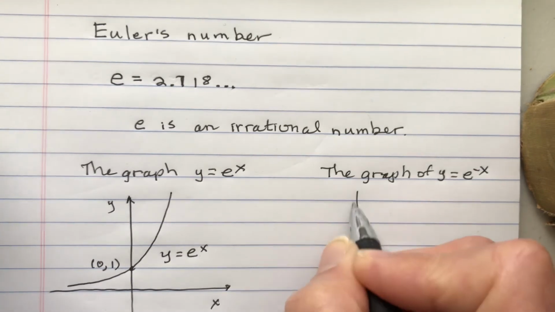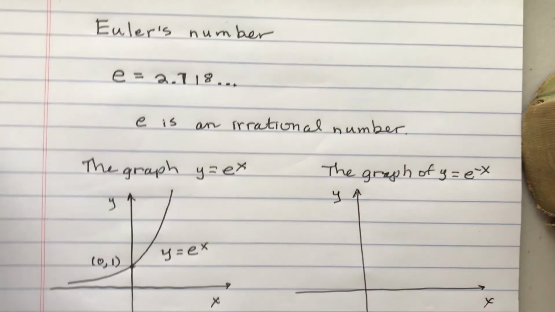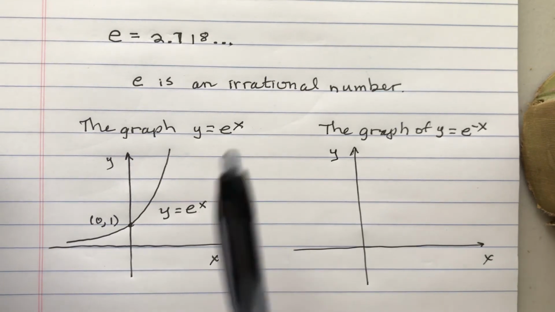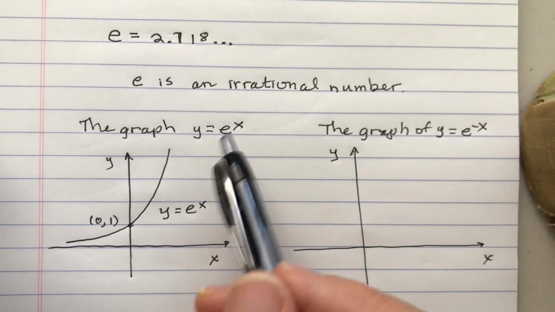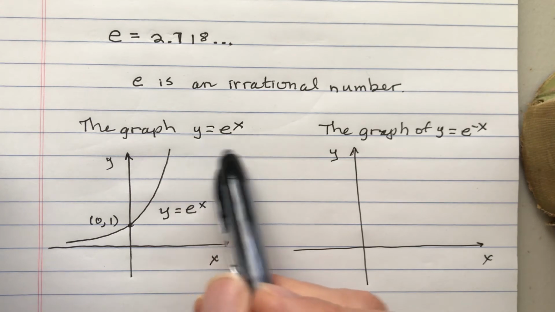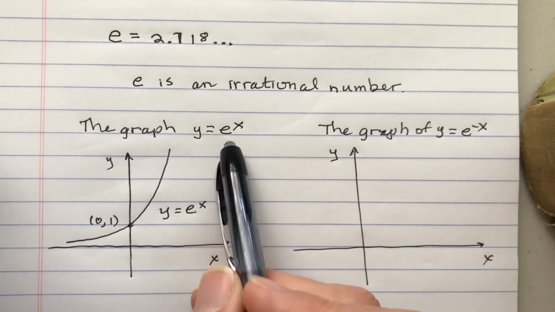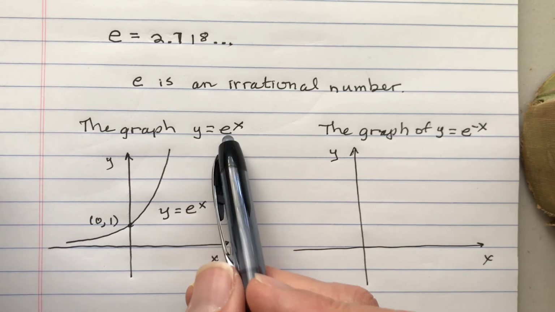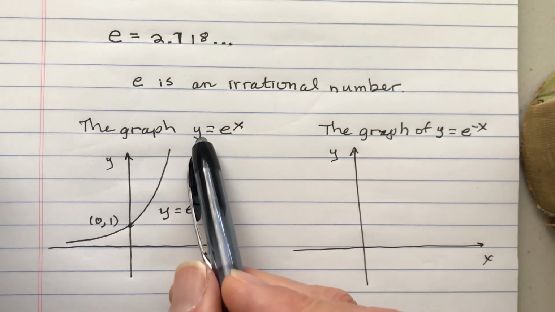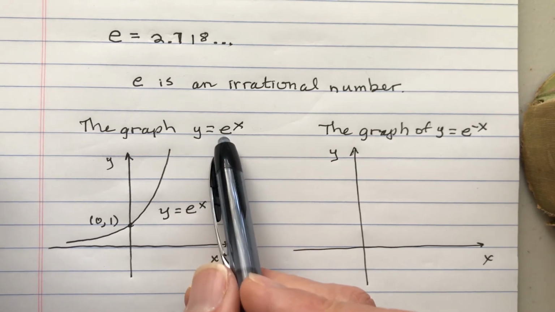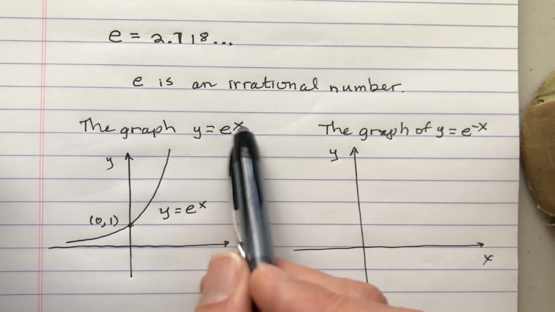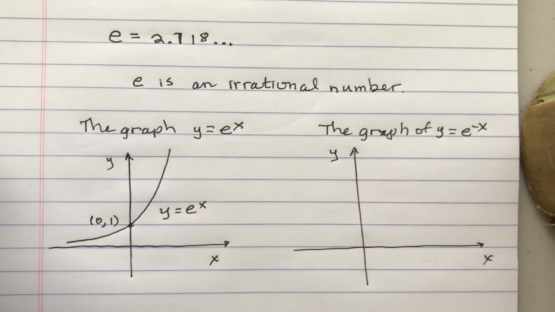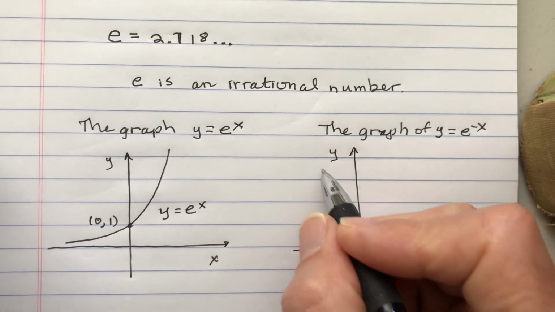But base 2 doesn't do the job. This function is the only function where, if this is the position of a moving particle, and you wanted to find the velocity of that particle, it would have the same function. And that's why it's very important.